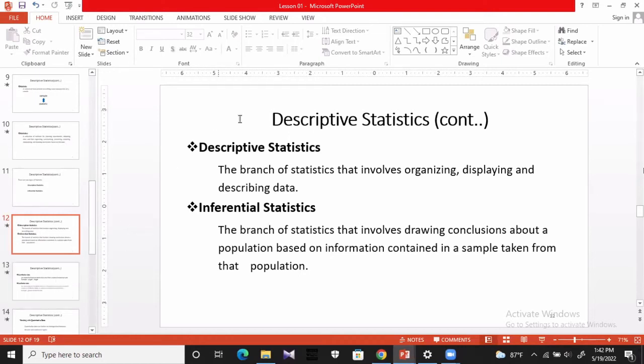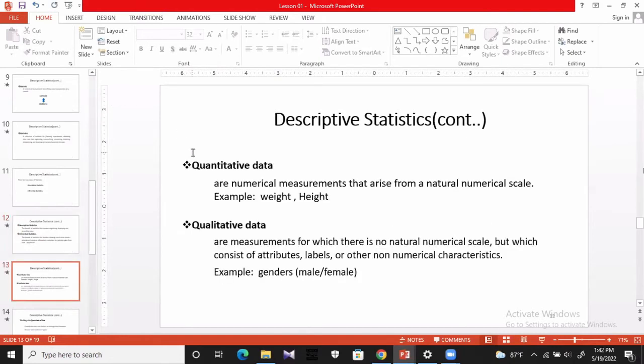Now let's move on to the next topic, data. What do you know about data? What are the basic types of data? There are two types of data, no? Qualitative and quantitative data. So what do you mean by quantitative data?